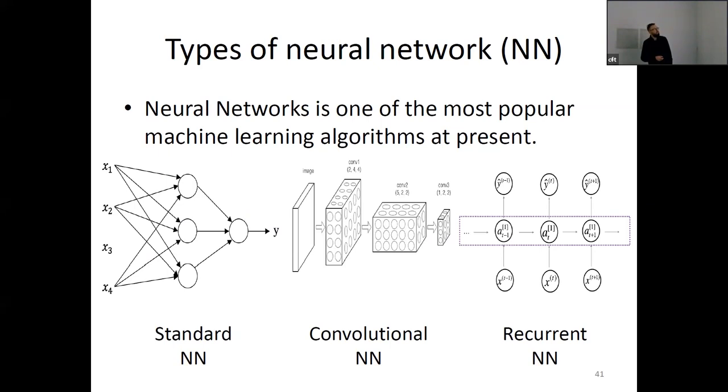So the basic types of neural networks: the standard neural network, where every neuron is connected with every other neuron in the previous and next layer. The convolutional neural networks are the ones we will be talking about because they are used for images. And the recurrent neural networks are typically used for speech and text recognition.